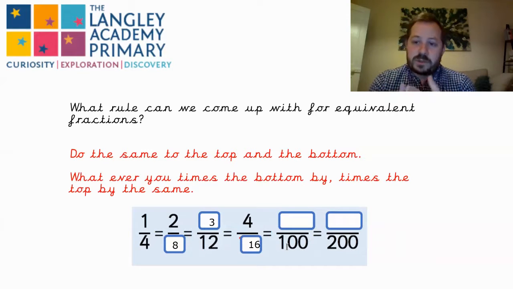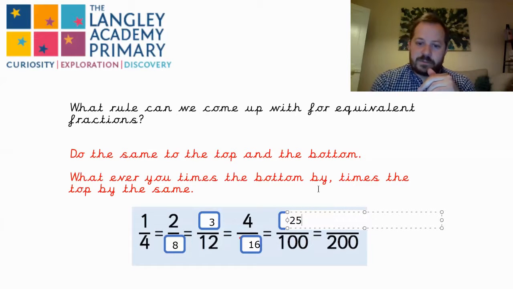So 4 times 10 is 40. So I can add another 40 on to get to 80. That's 2 lots of 10 times 4, so that's 20. And then I need another 20. 4 times 5 is 20. That gets me to 100. I've got 2 10s and a 5, which is 25. So I need to times 1 by 25. 1 times 25 is 25.